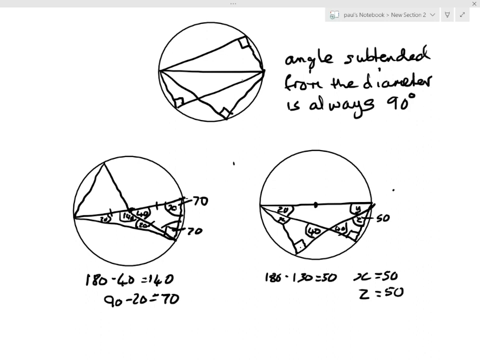Now, what have we got? We've got 90. Oh, we found x, didn't we? It's 50. So 50 and 20 make 70. So that's 70. This is 90. Together they make 160. So this big triangle is 180 minus 160 equals 20. Yeah, so y equals 120.